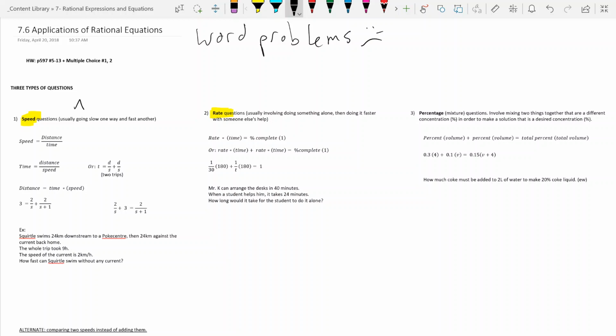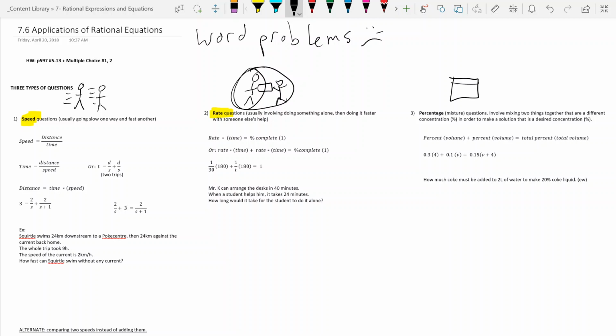Actually, let's draw sweet pictures. It's got two people running. Look at those zoom lines. Okay. The rate questions is when you have two people working, and they're usually working together to do something. So you compare the rate of them working by themselves or the rate of them working together as a team, which is faster. The last one is percentage.